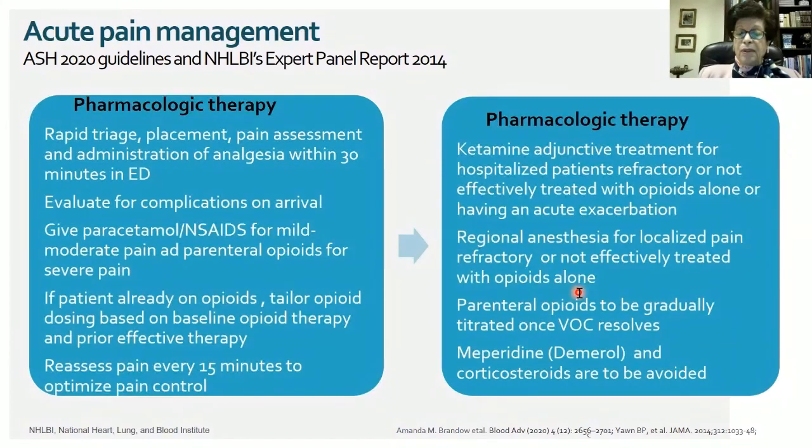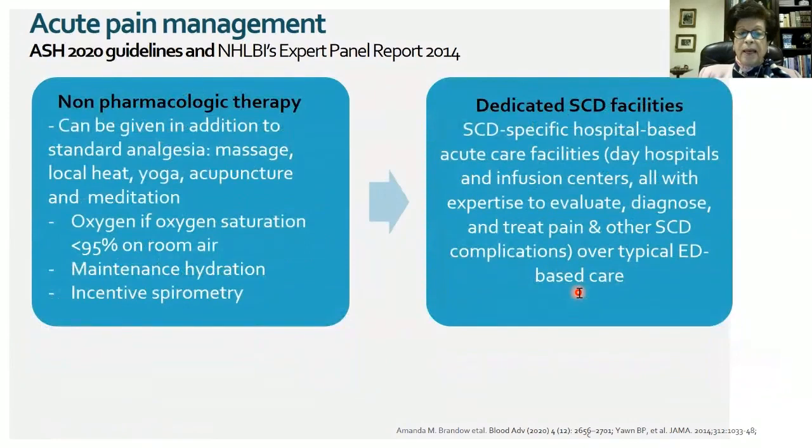Parenteral opioids need to be gradually titrated once VOC resolves. It's important to avoid meperidine and corticosteroids as well. And more recently, there's been emphasis, especially in the ASH 2020 guidelines, on non-pharmacological therapy as additive therapies to standard analgesia. And there are so many: massage, local heat, yoga, acupuncture, meditation, and others.